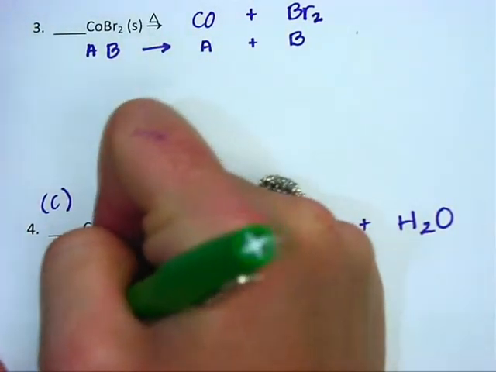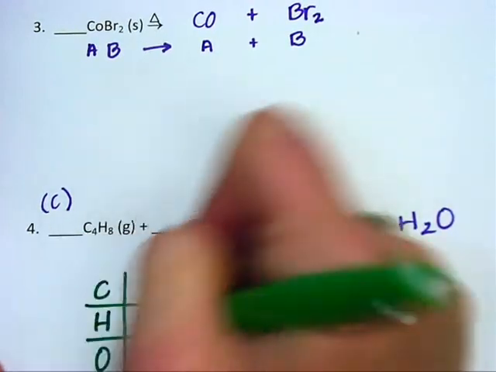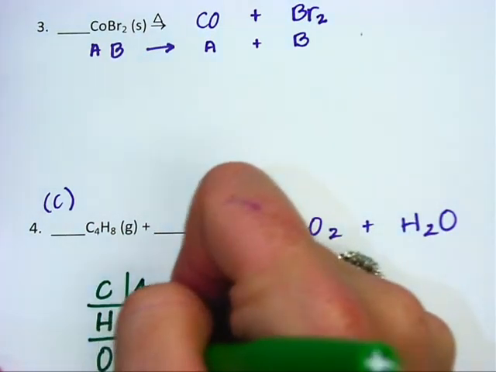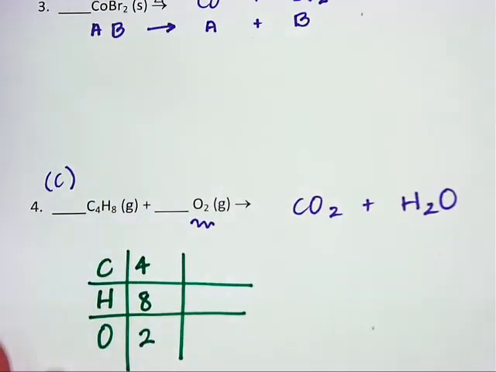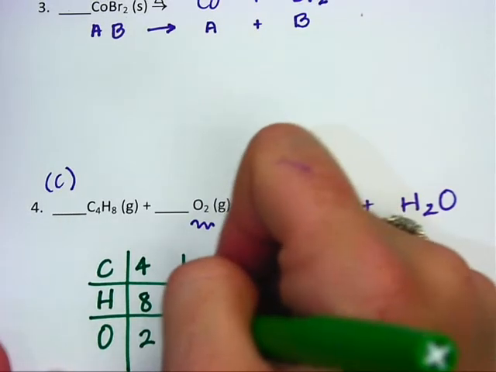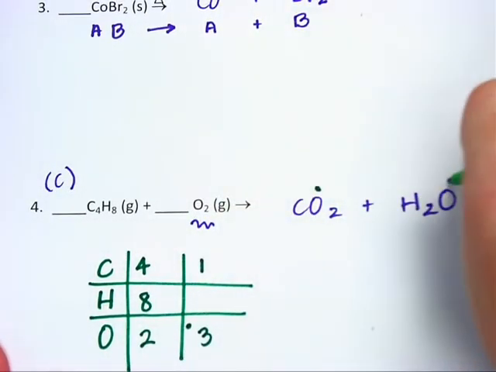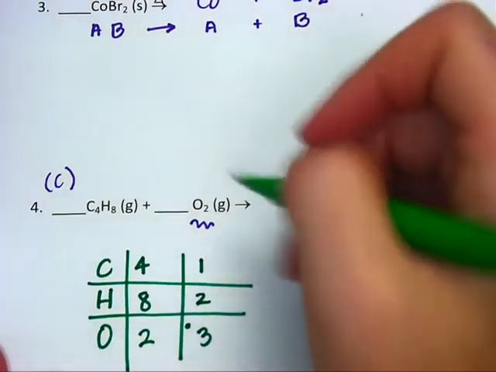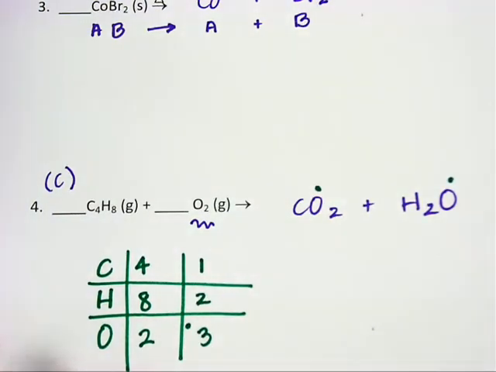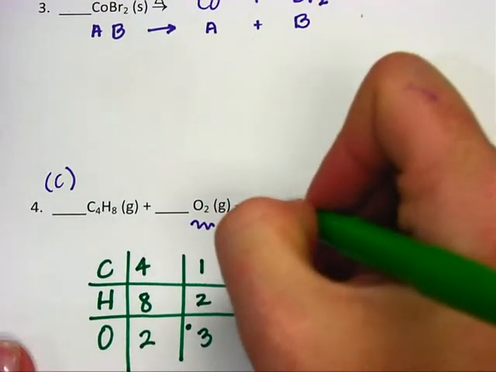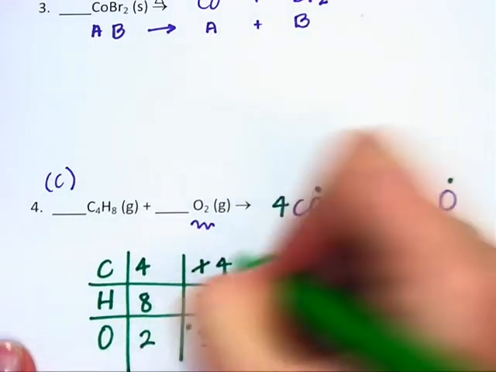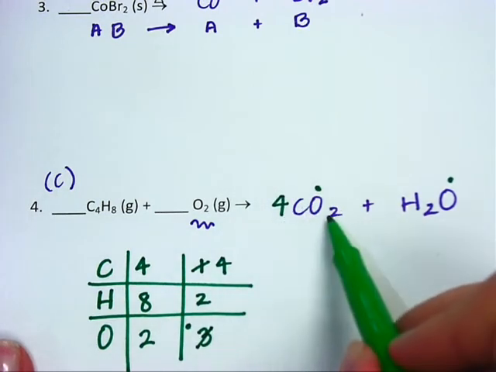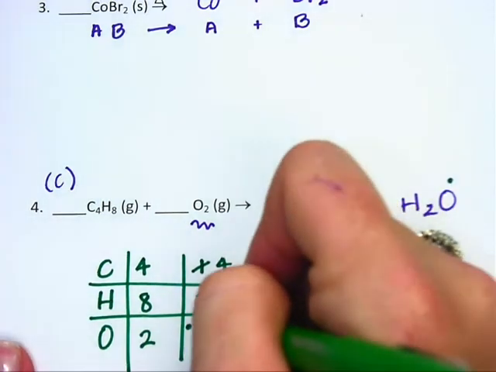So C, H, and O. I have 4 carbons, 8 hydrogens, and 2 oxygens on the left. And on the right, 1 carbon, 3 oxygens. Those oxygens are split, and 2 hydrogens. So I can balance whatever I want first. I'm going to pick my carbon first. So I'll put a 4 right here, which balances carbon. It also changes my number of oxygens. 4 times 2 is 8, plus 1 gives me 9.